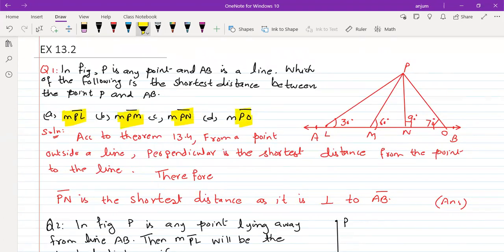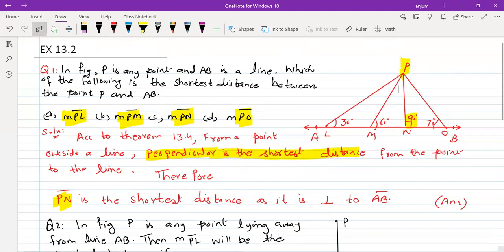Now according to theorem 13.4, which says that from a point outside a line, a perpendicular is the shortest distance from that point to the line. Therefore, as we can see, the perpendicular is over here, 90. This PN is perpendicular to AB because it is making an angle of 90. We have a 90 degree at N. So PN will be the shortest distance from this point P to this line AB.